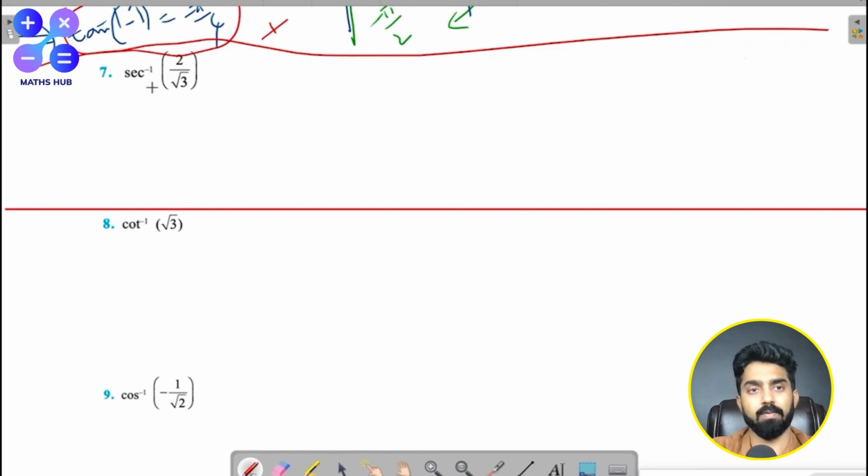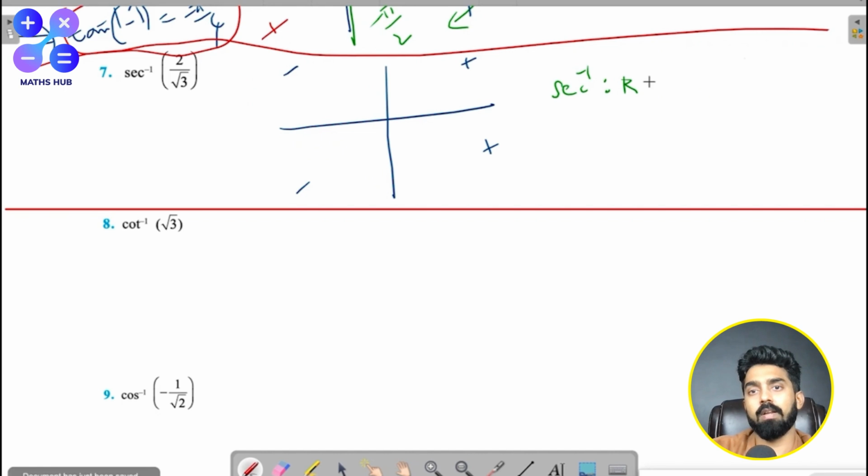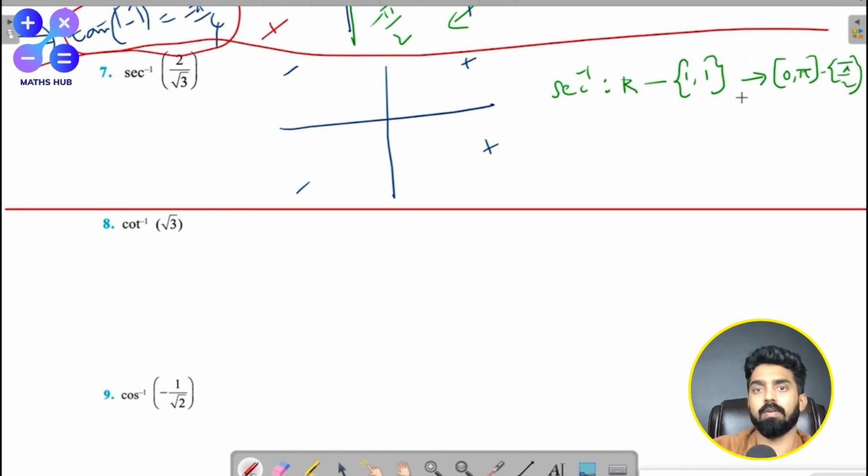Okay, let's look at this question. So now secant inverse of 2 by root 3. So always start with understanding which is positive, right? So secant is positive in the first and the fourth quadrants, negative in the second and the third quadrants. Now, we also need to know that secant inverse is defined for all real numbers except minus 1 to 1, and it gives you all values between 0 to pi except for pi by 2, right?